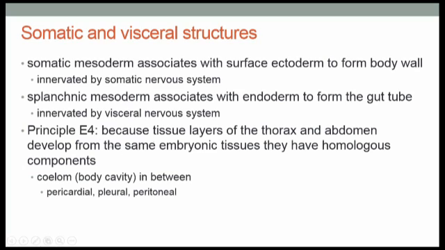And because, as our principle indicates here, the tissue layers of the thorax and the abdomen develop from the same pattern, we're going to have homologous components. And so in fact what we'll see in subsequent video segments is that the coelom, that potential body cavity, is going to form into different named cavities but from the same pattern. So the pericardial and pleural cavities we'll see in the thorax, whereas the peritoneal cavity is seen in the abdominal cavity.